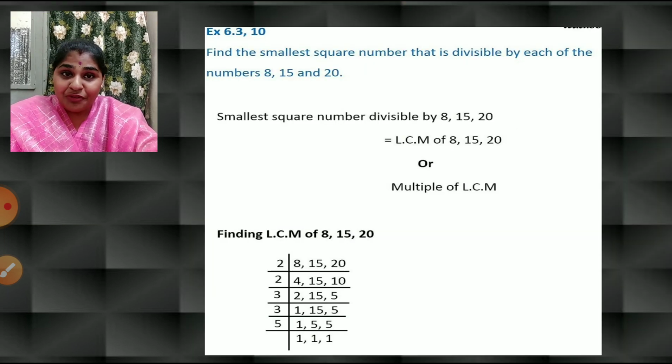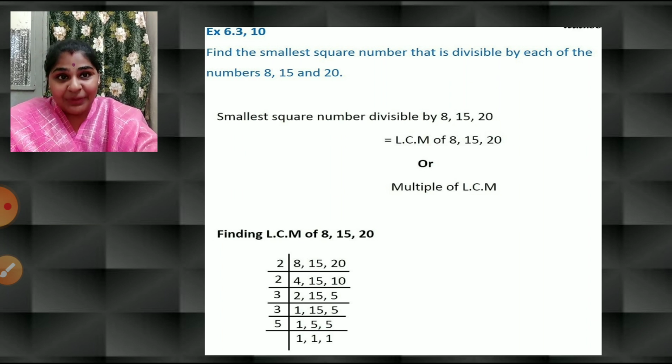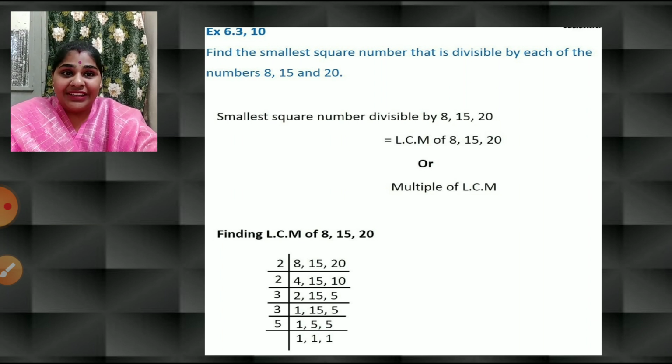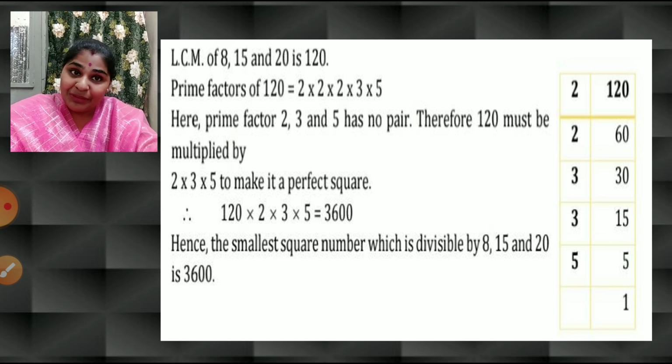Now, a similar type of question, children. Find the smallest square number that is divisible by each of the following numbers, that is 8, 15 and 20. So first we will find the LCM of 8, 15 and 20. After finding the LCM, we get 120. Then we will find out whether 120 is a square number. If it is not, whatever number is remaining alone, that we will multiply.